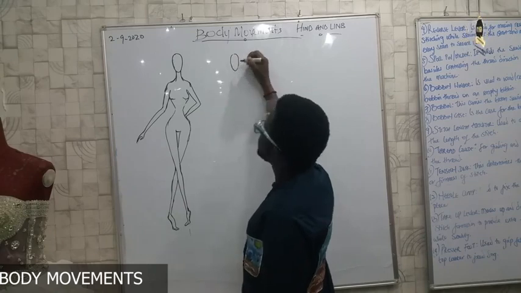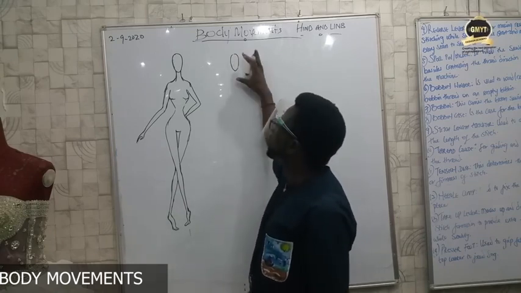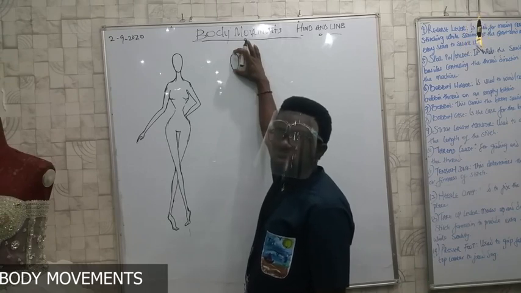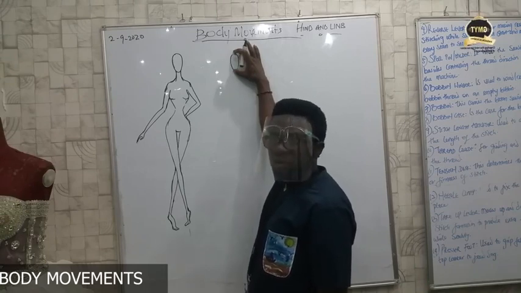So you can draw alongside with me. Now the first thing is the head. The head is no more than 1 inch. Mostly I use 1 inch for the head. The head is an oval shape.